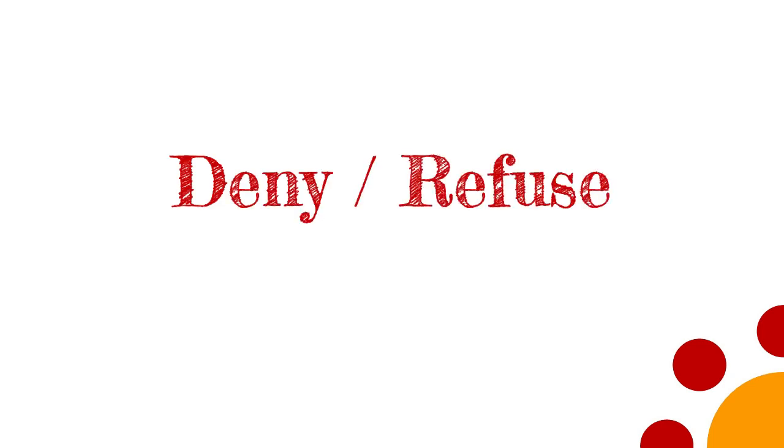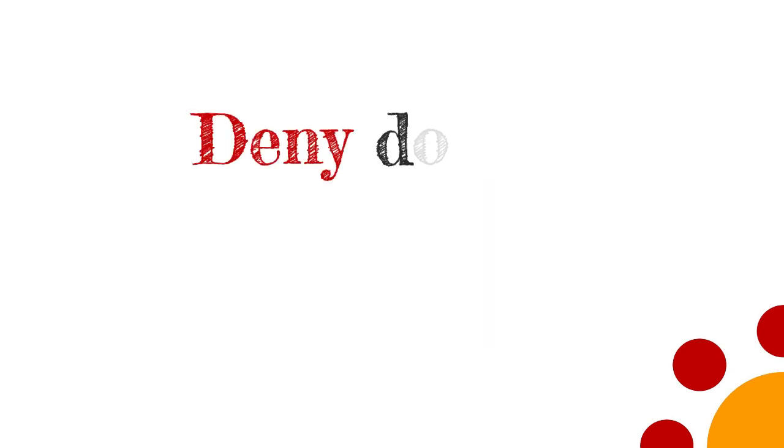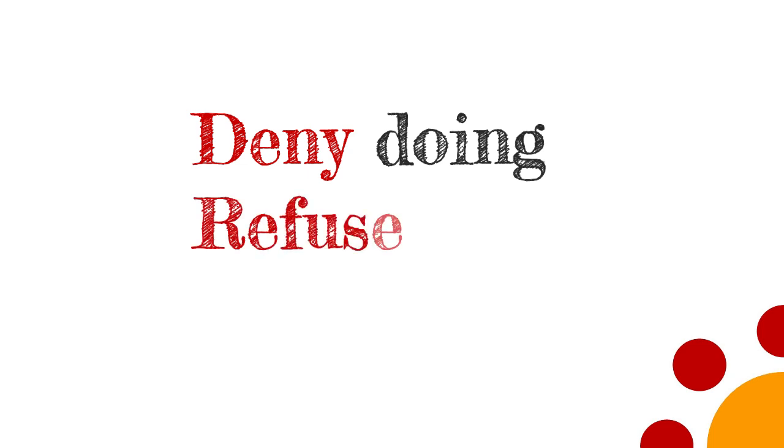So, somebody asked me, what is the difference between deny and refuse? Well, the first thing you need to know is that the structure of the following verb is different. Deny doing something with ing, refuse to do something with a to infinitive. If you deny doing something, you say that you did not do it. For example, he denied breaking the window. She denied writing the letter.